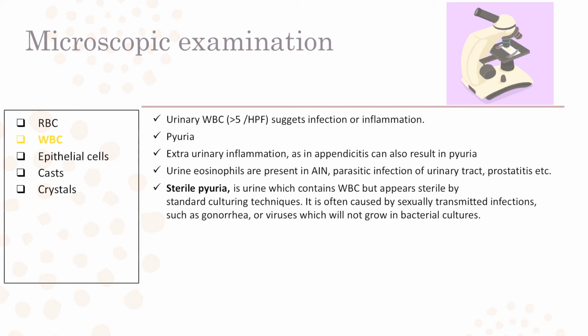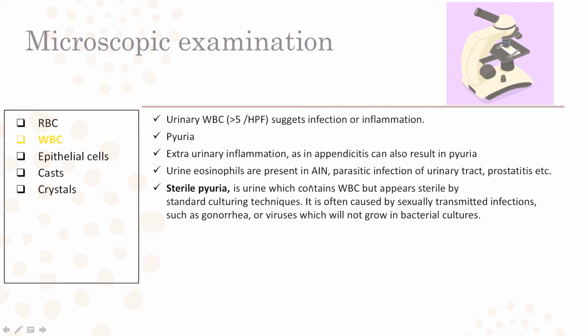Next is WBC. If the urinary WBCs are more than 5 per high power field, it suggests infection or inflammation. The WBCs in the urine is called simply pyuria or leukocyturia. Extra urinary inflammation, as in appendicitis, that is systemic inflammation, can also result in pyuria. So pyuria is not a very sensitive test for detecting inflammation in the kidney, because it can also be found in extra urinary inflammation.